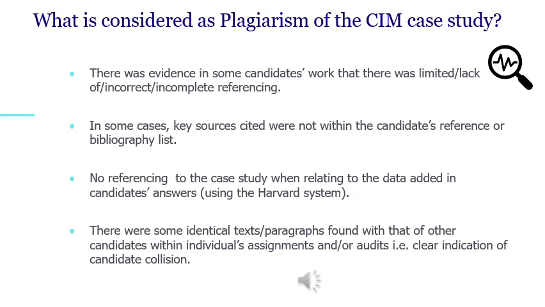And in some assignments, there was clear evidence of collusion. For example, there were some identical paragraphs with that of other candidates within individual assignments and or within the audits found within their assignments. And again, this is classed as collusion and therefore malpractice.